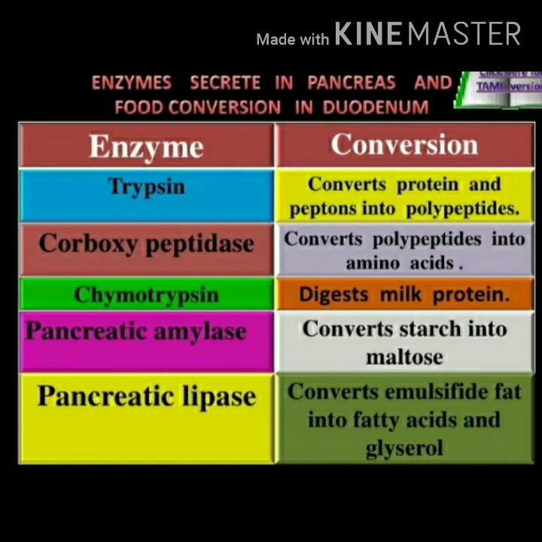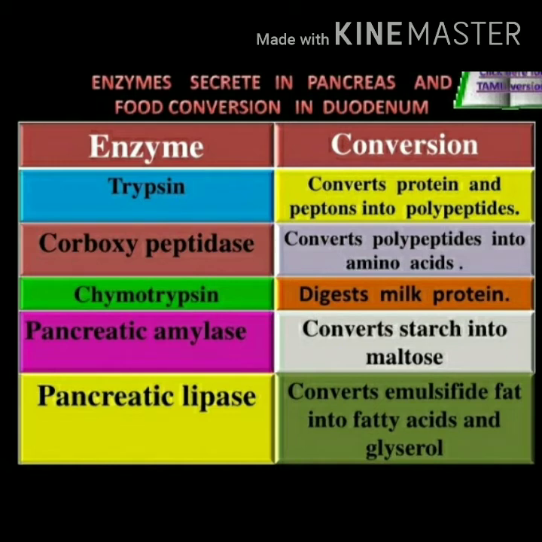First are trypsin and chymotrypsin. Trypsin and chymotrypsin digest the protein, meaning they convert peptones into polypeptides. Second is carboxypeptidase. Carboxypeptidase can convert those polypeptides, the intermediate form of protein, into amino acids, or you can say tripeptides and dipeptides.